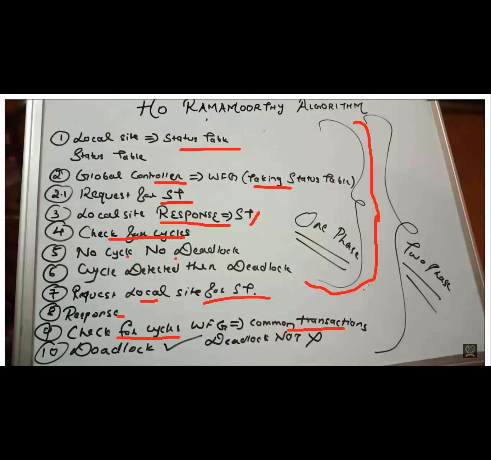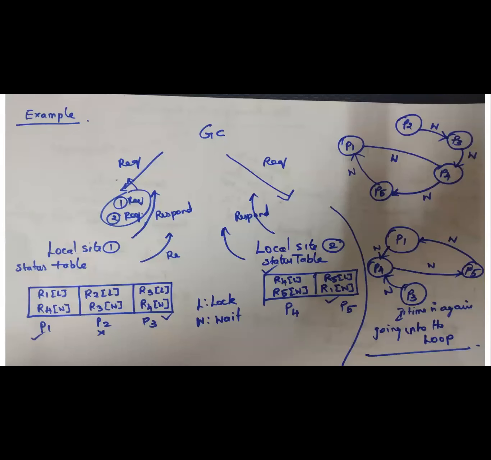If there is no deadlock, again the resource can be given to that particular node which is requesting the critical section. I hope you have understood. So these are the steps you need to understand in the Ho-Ramamoorthy algorithm. Let me come back to the next slide, where you can see the example.